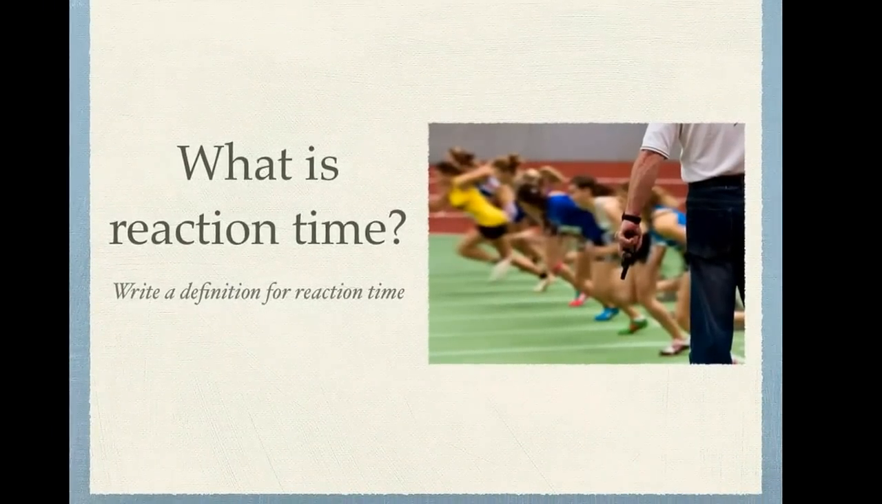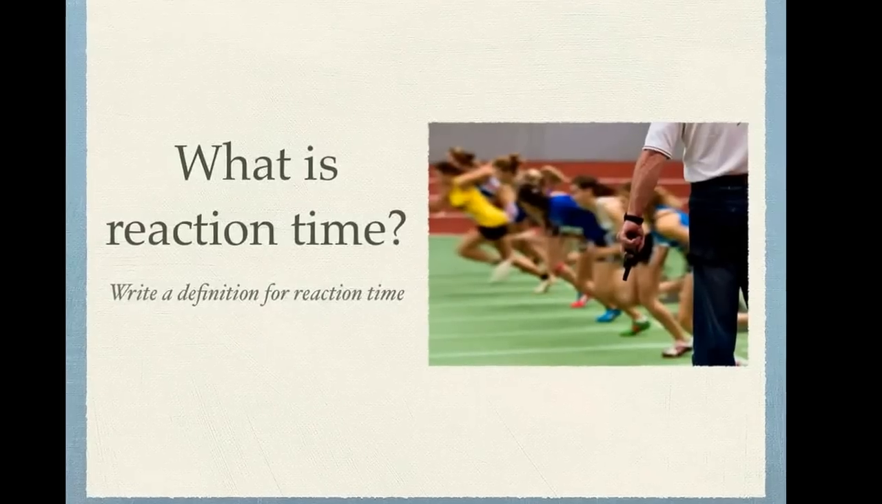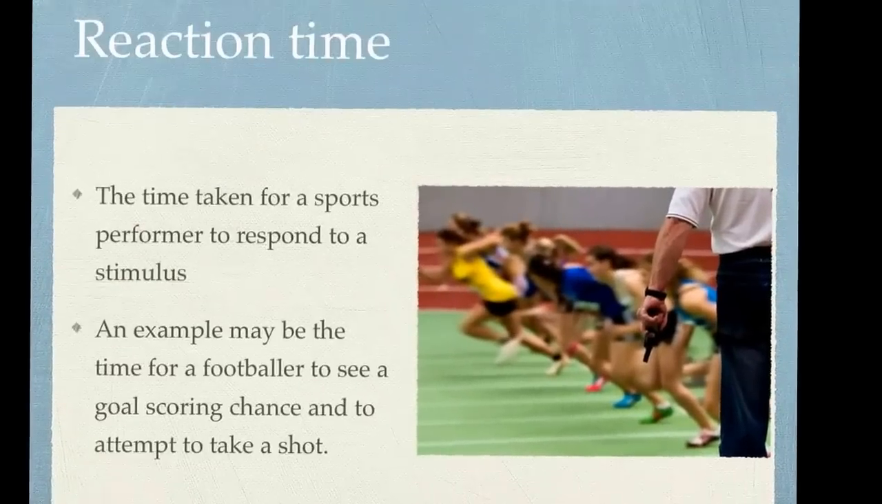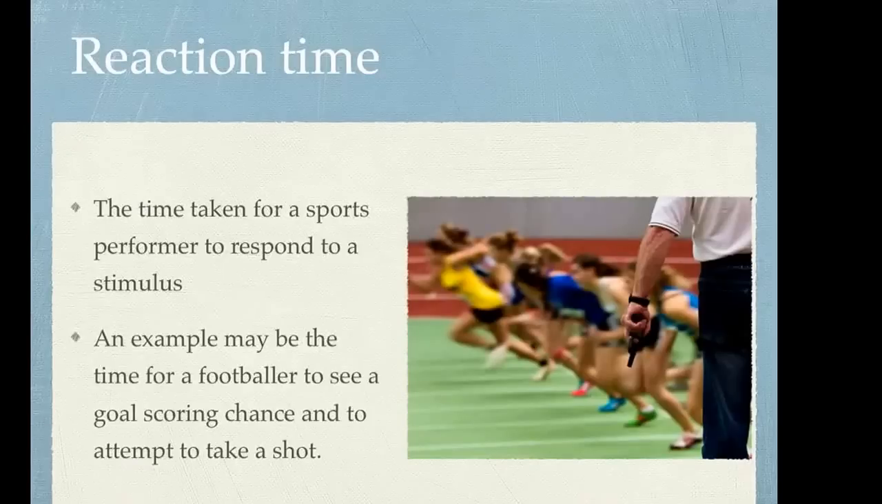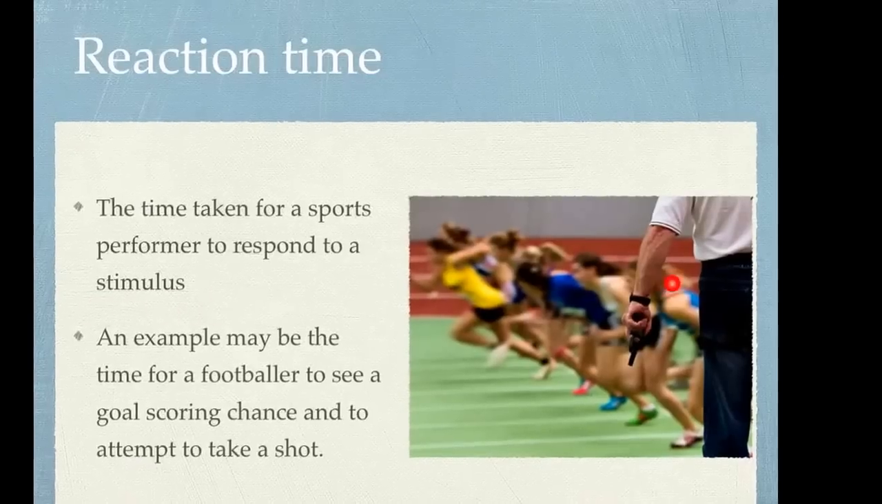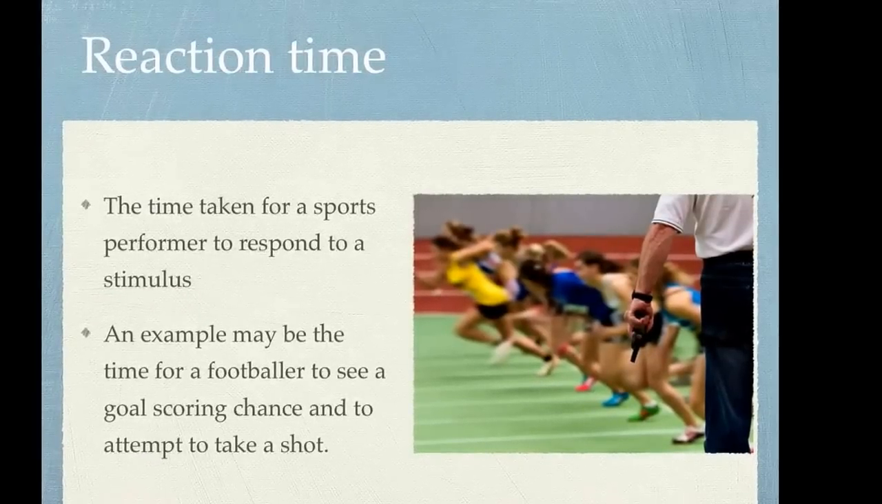So we're looking at reaction times, the last one we need to learn, and probably the best sporting example there in the picture. Guy with his gun, he's just started his race, and there's people who have reacted as quickly as possible. You see the person in the yellow there has reacted a lot quicker than any of the others to the gun. So what is reaction time? It's the time taken for a sports performer to respond to a stimulus. So a stimulus is anything happening. So the stimulus in this is the gun going off, and it's how long it takes the performers to respond to the gun going off.